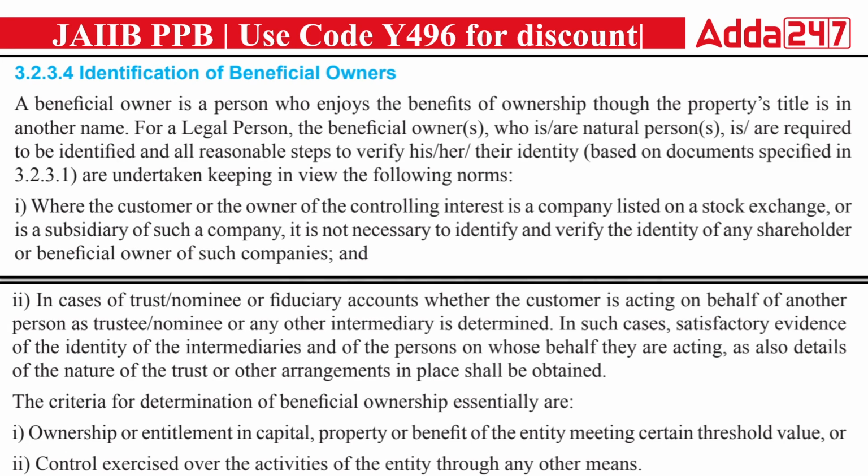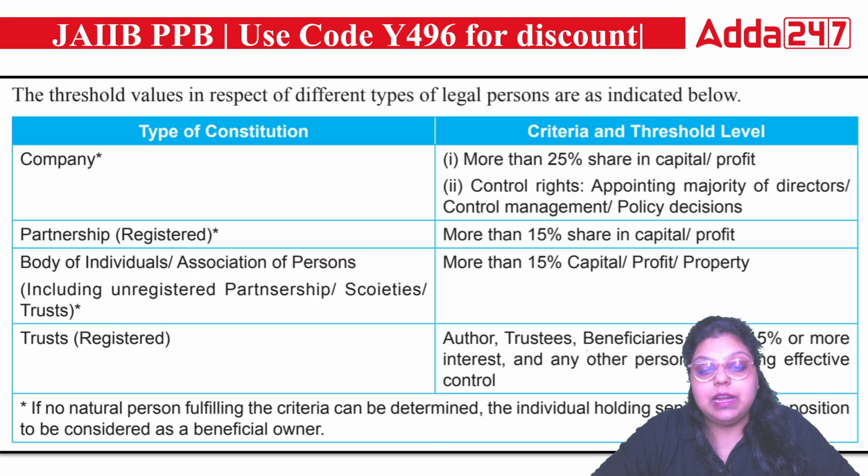And the criteria for determination of beneficial owner essentially are: first, ownership or entitlement in the capital, property or benefit of the entity meeting a certain threshold value. So the criteria to be called a beneficial owner depend on what? It depends on the ownership or entitlement in the capital of a person or in the property or benefit of a person. Okay. Second criteria is control exercised over the activities of the entity through any other means. These are the two criteria on the basis of which we define the beneficial owner.